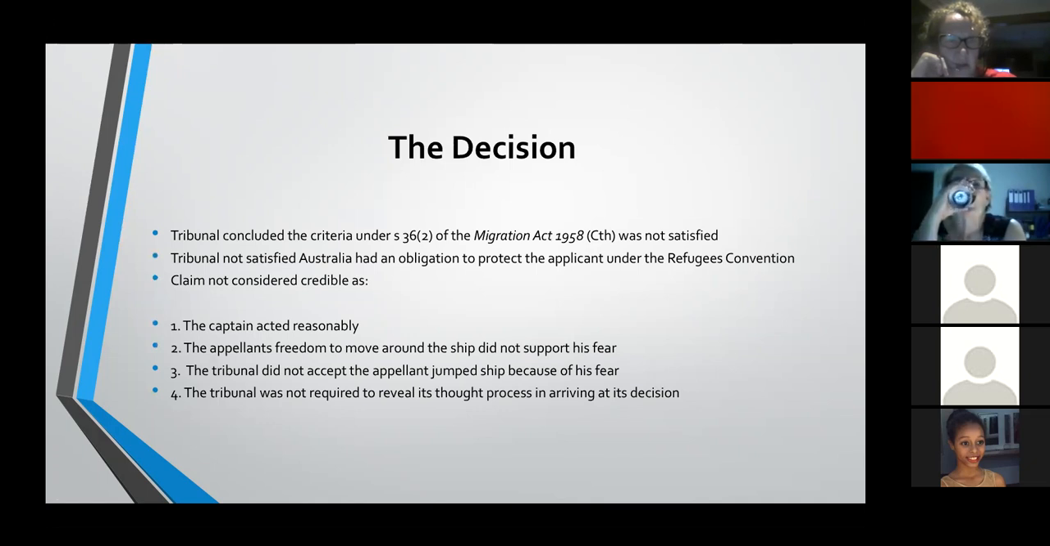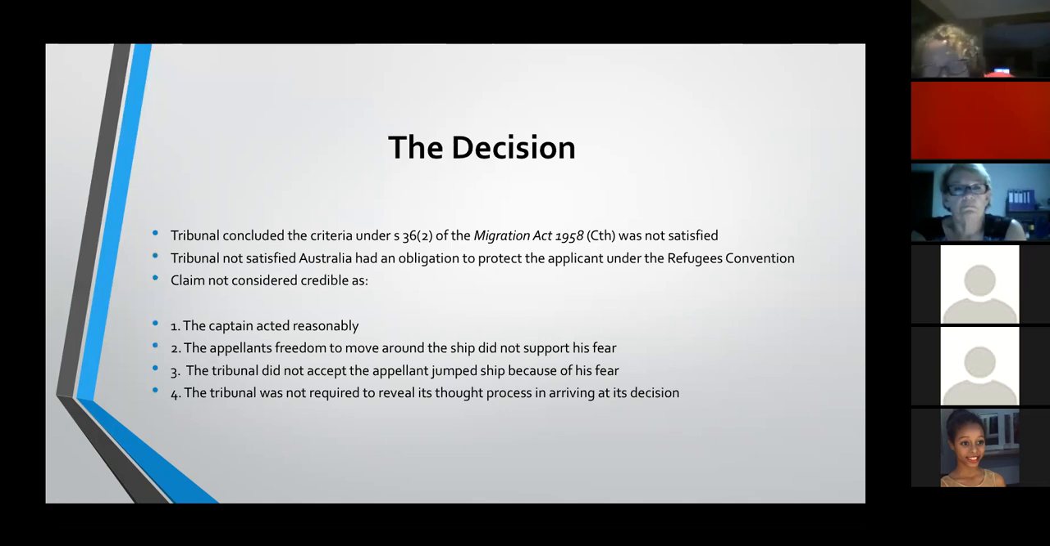The tribunal went on to address the 4 grounds of appeal. The first ground of appeal was dismissed as it was found the captain of the ship acted reasonably and acted in a way that any other captain would have been expected to act. The second ground of appeal was dismissed as it was found that the appellant's freedom to move around the ship, at one point being able to leave the ship to seek medical attention, did not support a well-founded fear of being killed. The third ground was dismissed as the court did not accept the appellant's reason for jumping ship to be that he feared for his life.